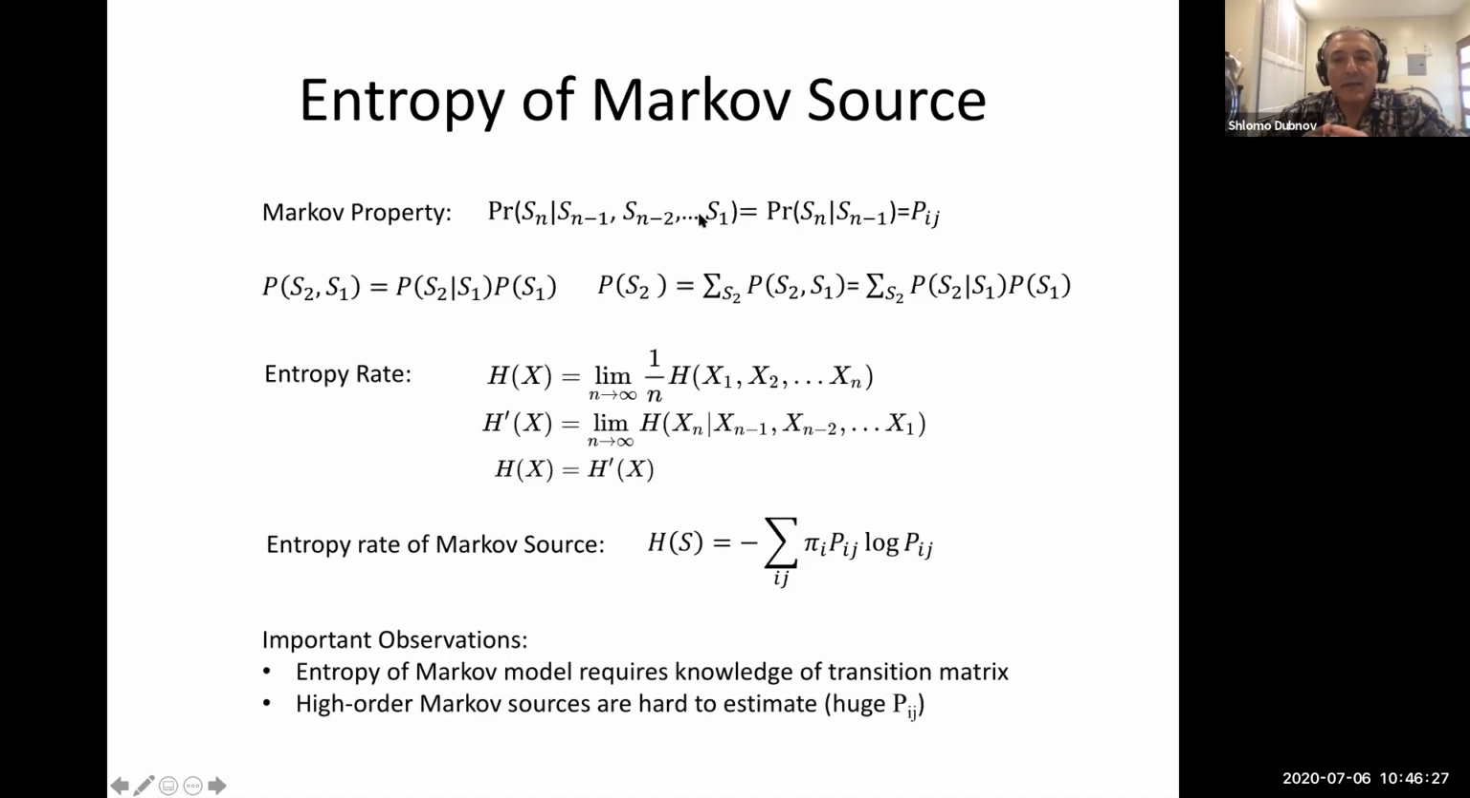These could all be viewed as more complicated Markov sources, and the entropy would require us to know these probability transitions. So the observations here are, first of all, the entropy of a Markov model requires knowledge of a transition matrix. So to know really how to encode efficiently a Markov source, you need to estimate the transition probabilities. And if we go to higher order Markov sources, which means Markov sources that not only depend on the previous one, but maybe depend on 2 or 3 or n, we will have to estimate these matrices, huge PIJs, and these are hard to estimate.